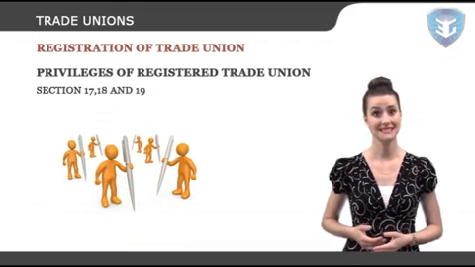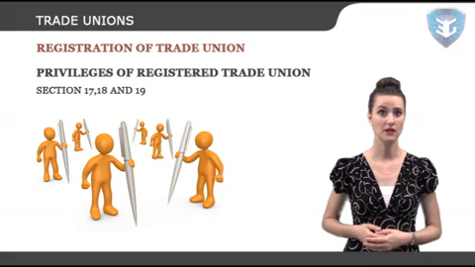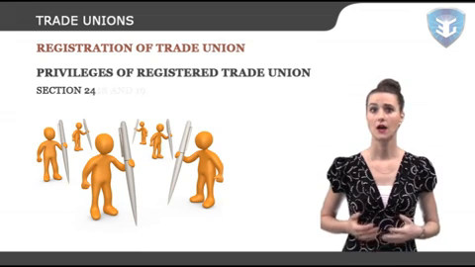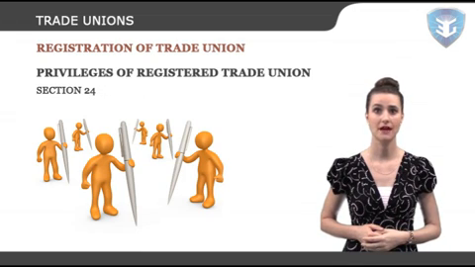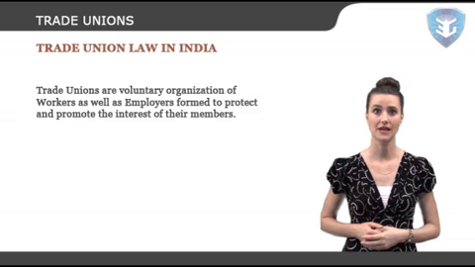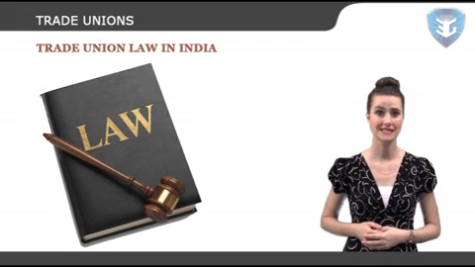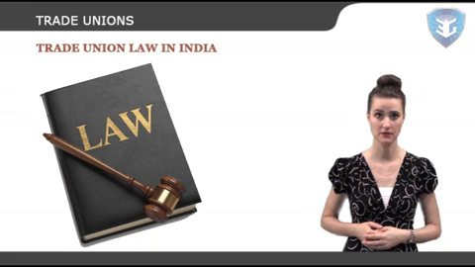Under Sections 17, 18, and 19, a registered trade union gets immunity in certain criminal, civil, and contractual proceedings. Under Section 24, trade unions have the right to amalgamate. Trade unions are a voluntary organization of workers as well as employers formed to protect and promote the interest of their members. They are the most suitable organizations for balancing and improving the relations between the employer and the employees.